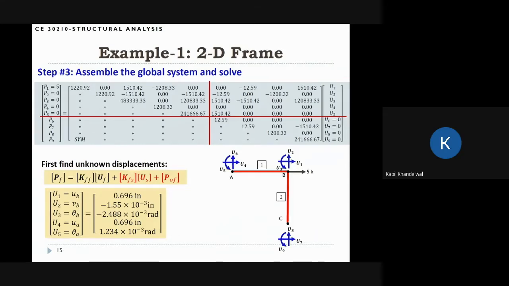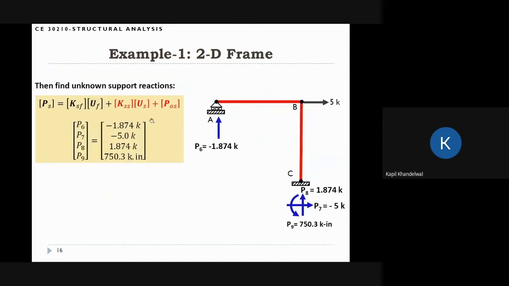With this, we can go ahead and find the support reactions. This is the expression for support reactions. Again, remember that in this case, we don't need KSS, US, or POS because POS is 0, and similarly, US is 0. So we really don't need the KSS portion of the stiffness matrix. The only calculation we have to do is KSF UF, and if we do the calculation, we'll find the support reactions.